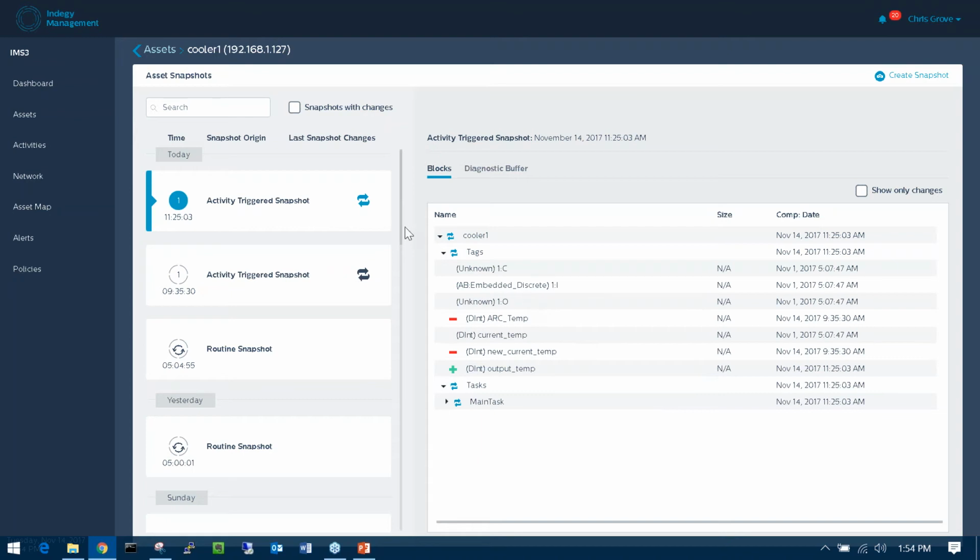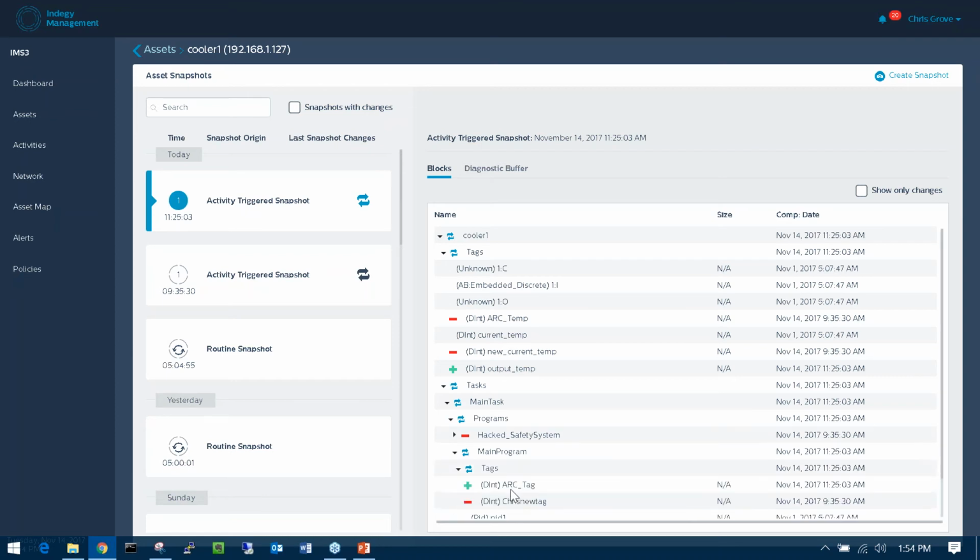So for example, I'm looking at a Rockwell PLC here, and I've taken a snapshot of the memory, and it's come back to the Indegy appliance for analysis. And Indegy told me this tag called ARC for this webinar was deleted, and we added a new one for the output temperature. Also, inside of the ladder logic of the main program, we have a new tag for the ARC, as well as one for me that I deleted.